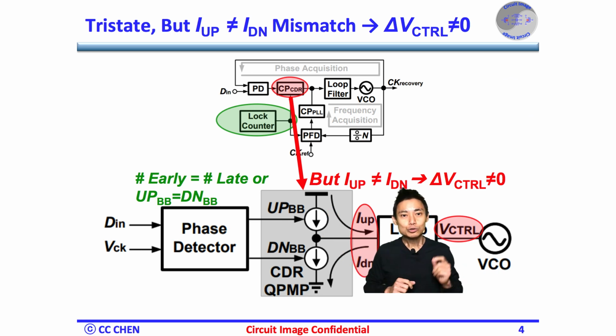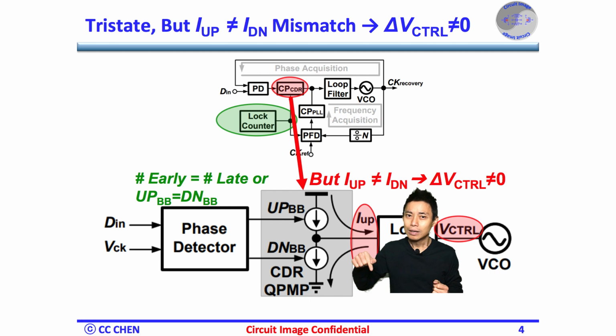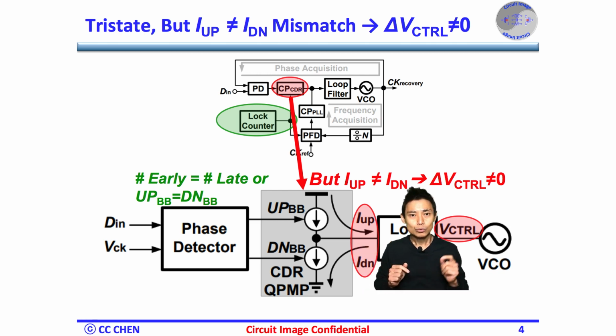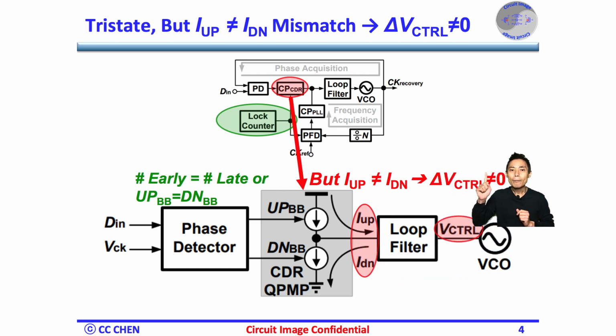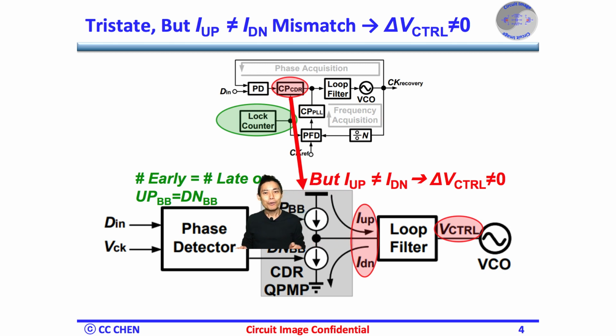Bingo! In a real charge pump circuit, the up and down current will have a current mismatch, no matter if it's big or small, but it should be there. Therefore, in the long term, the mismatch current, which could be up or down, will drive the VCO faster or slower, even though both up and down counts are the same in the tri-state. So what can we do?